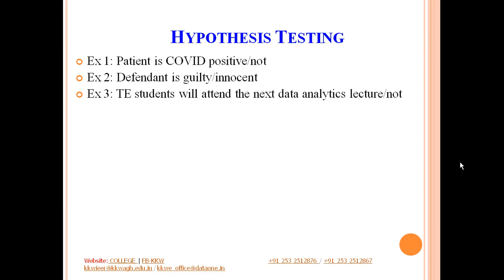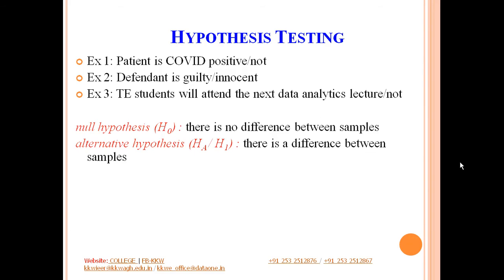So now in these three examples, you can see there are two parts of the statements. What are these two parts called? One part is your null hypothesis, represented as H0, that is the assumption that you consider to be true by default. Okay. So let us say the first part of the statement is our null hypothesis.